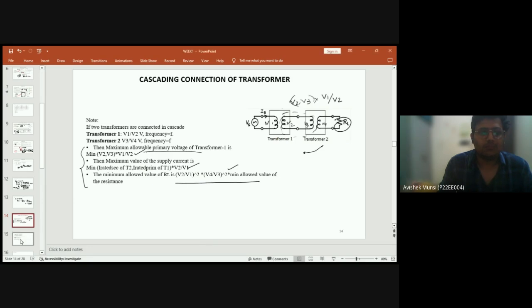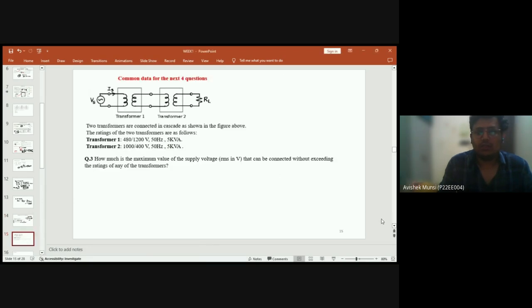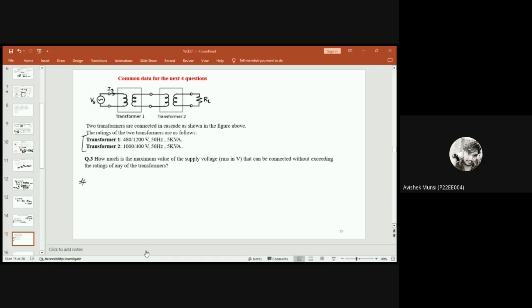So this is a problem for the next set of 4 questions. There is a transformer cascaded with another transformer, and those transformers have ratings like this: 480 by 1200, 50 Hz, 5 kVA, and 1000 by 400, 50 Hz, 5 kVA. The first question is how much is the maximum value of supply voltage that can be connected without exceeding the ratings of any of the transformers. The formula which I showed can solve it. Okay. So I'm giving 2-3 minutes to solve it. I hope you all are able to solve it. Try to solve it.